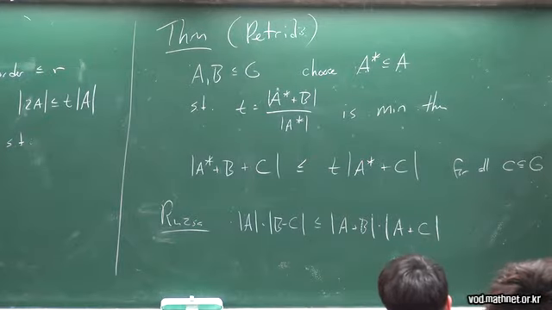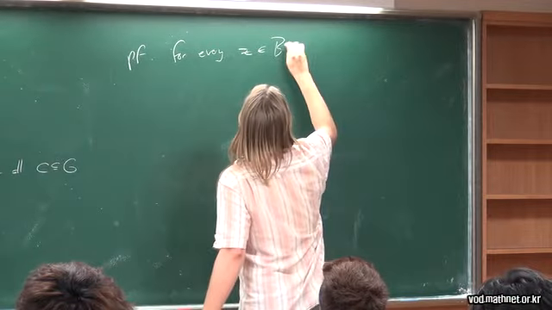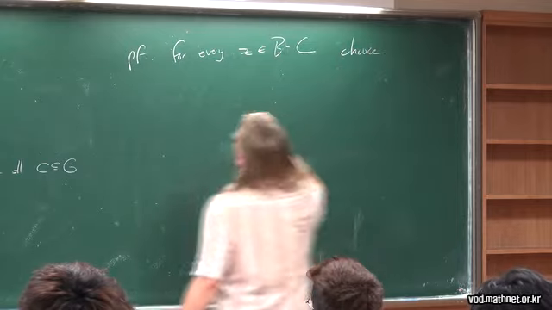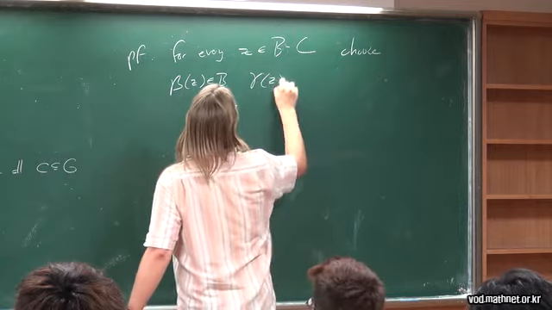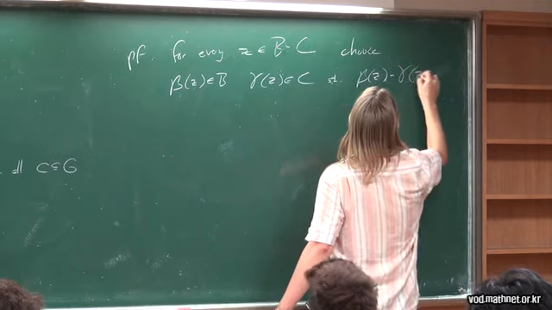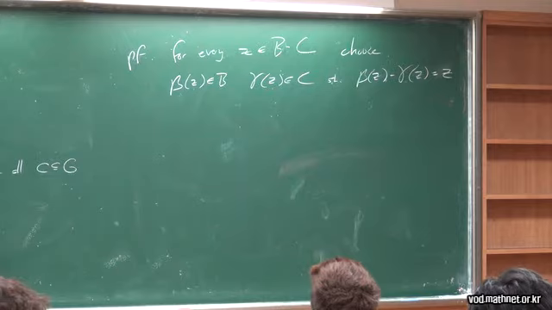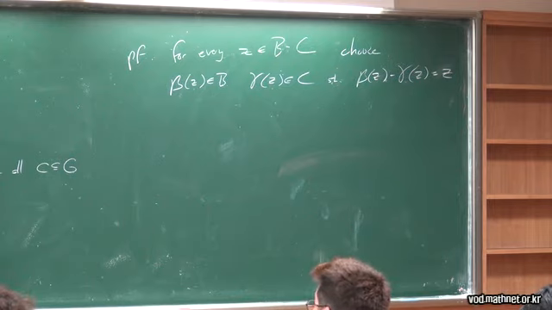So for every element z in the difference set B minus C, let's choose elements beta of z in B and gamma of z in C, such that beta of z minus gamma of z equals z. Right? Anytime you've got some element in that difference set, there's some element of B and some element of C that I can take their difference and get z. I'm just going to pick ones. So that's my beta and my gamma.